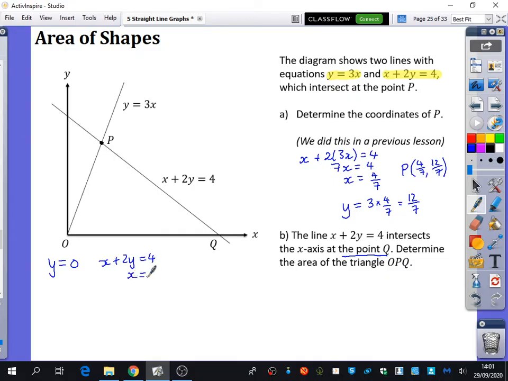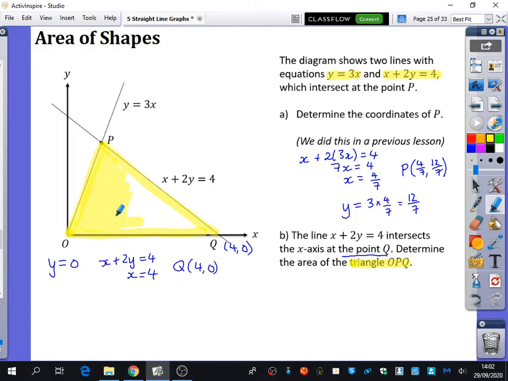So what's x equal to? 4, because y is 0. So you just get x equals 4. So the coordinates of Q are 4, 0. And I'm just going to add that on the diagram that this is 4, 0. I actually think we talked about this question as well. And it wants us to find out the area of triangle OPQ. We want to find out the area of the triangle that we have in here.